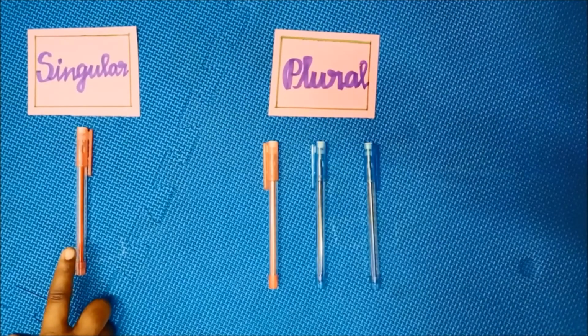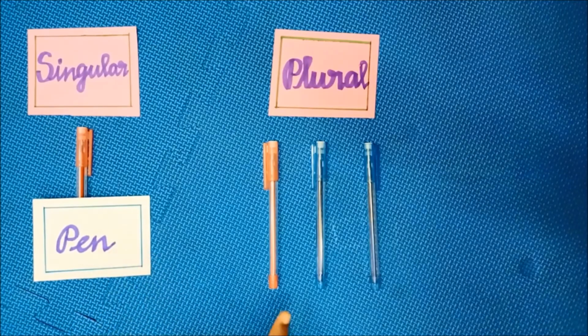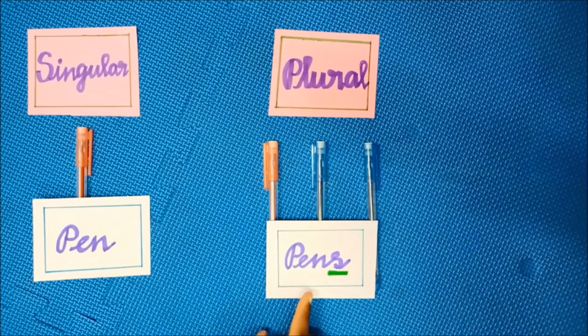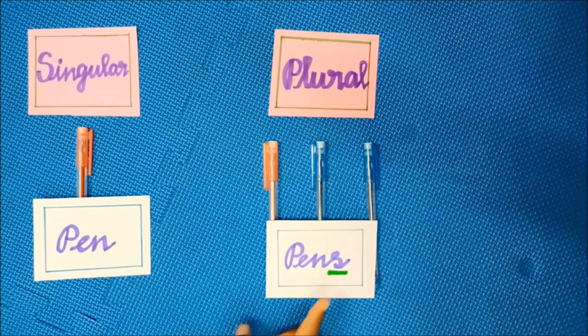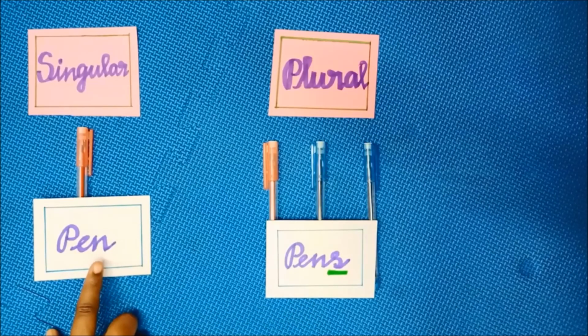Now look at the thing, what is it? It is a pen. P-E-N, pen. Here you have 1, 2, 3. 3 pens. Here you have only one pen, so it is singular. Here you have 3 pens, so it is plural. So the plural form of pen is pens. P-E-N-S. You just add S to the singular noun to change the singular into plural. So the plural form of pen is pens.